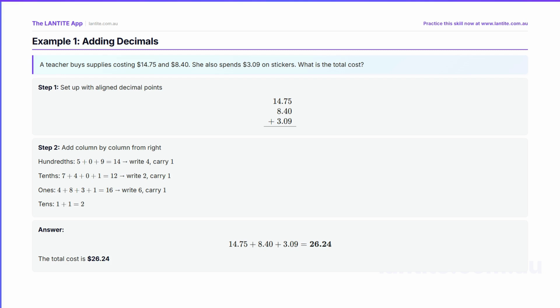Hundredths column, 5 plus 0 plus 9 is 14, write 4, carry 1. Tenths column, 7 plus 4 plus 0 plus the carried 1 is 12, write 2, carry 1. Ones column, 4 plus 8 plus 3 plus the carried 1 is 16, write 6, carry 1. Tens column, 1 plus the carried 1 is 2. The total cost is $26.24.